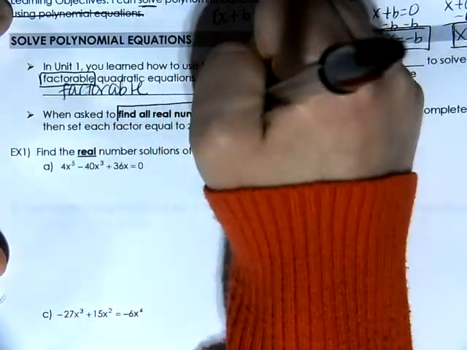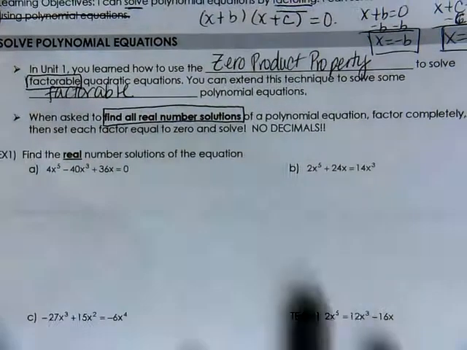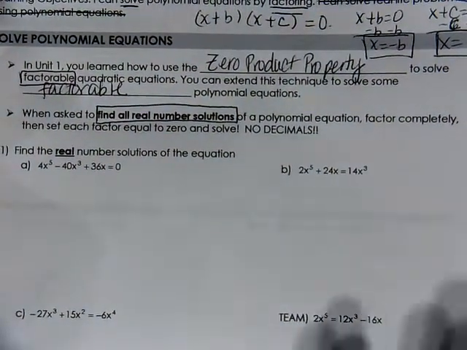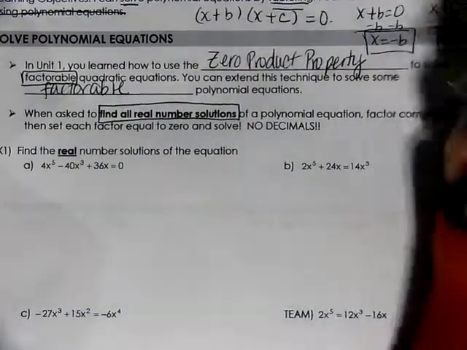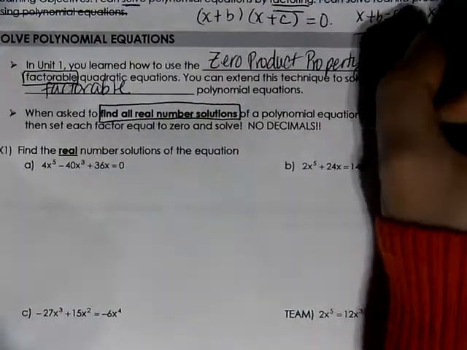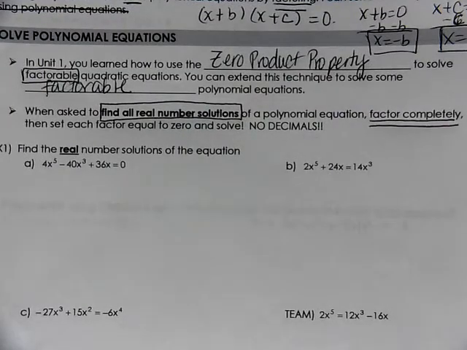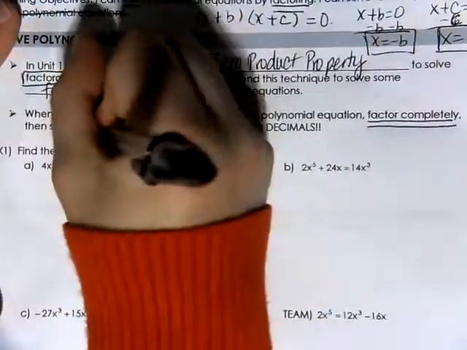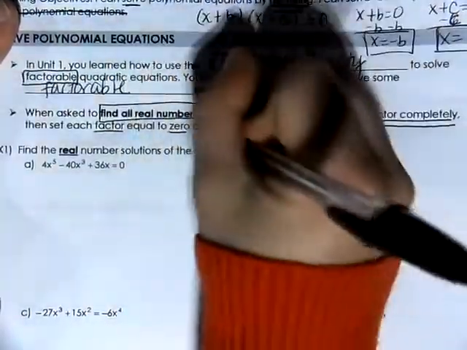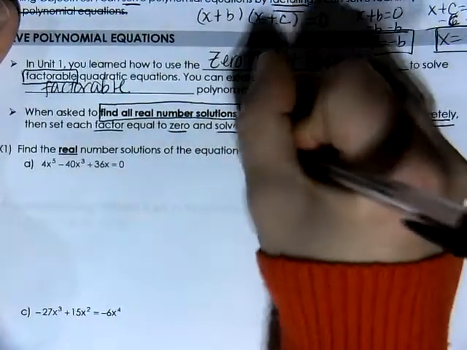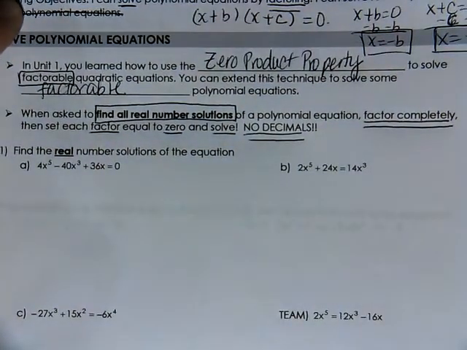So when you are asked to find all real number solutions, so we are not interested in the imaginary anymore, so we're just interested in real solutions of polynomial equations, we need to make sure that we factor completely. So although we might be able to come up with our answer earlier in the process, the skill that I'm assessing you on is being able to factor completely and then setting each factor equal to 0 and solving. You are not allowed to have any decimals in your answer.